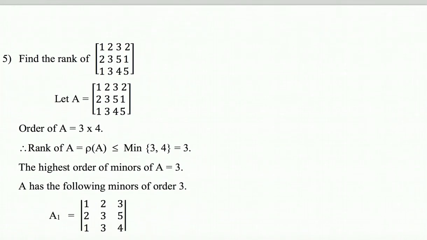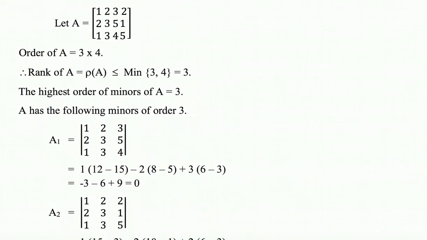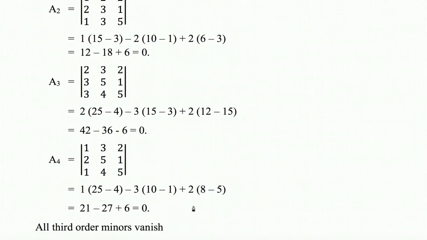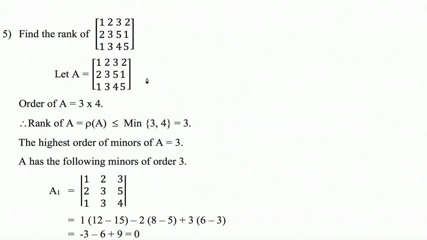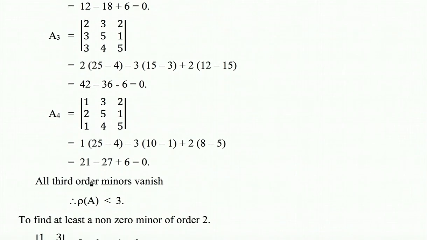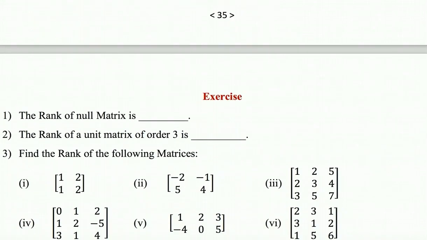Find the rank of this. This is a 3 by 4 matrix. Now you need to take any 3 by 3 minor. If a1 is 0, a2 is 0, a3 is also 0. How many possibilities are there? 3 by 3, 1, 2, 3, 4. A1, A2, A3, A4, all are 0. So all third order minors vanish. So the rank is less than 3. Again go for 2 by 2. The determinant is not 0. So the rank is 2.